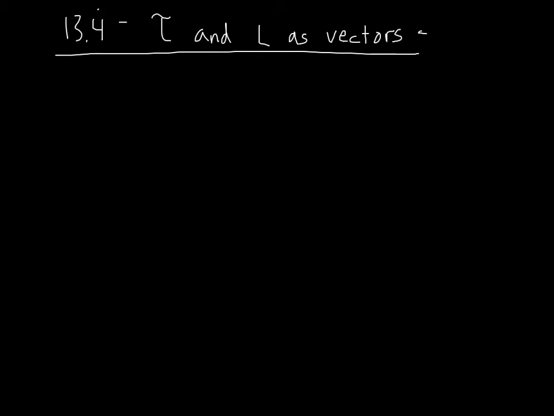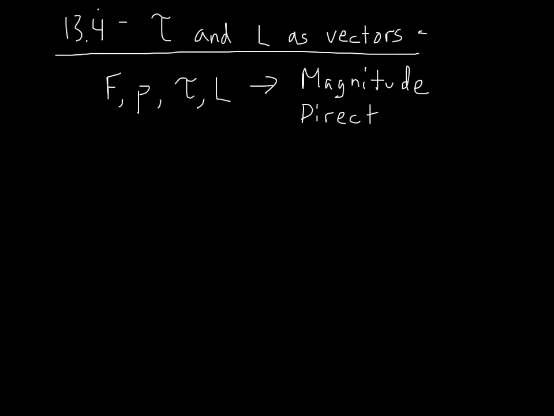The final key part of this chapter is to discuss tau and L, the torque and the angular momentum, in terms of their vector nature. Both of these are vectors. Force is a vector. Momentum is a vector. Tau is a vector. L is a vector. This all means that they all have magnitude, which we know how to calculate already, but they all also have direction. So how do we find the directions for rotational forces? How do we find the direction for tau and the direction for angular momentum? That's going to require use of this wonderful right-hand rule, which we've already learned a little bit about.